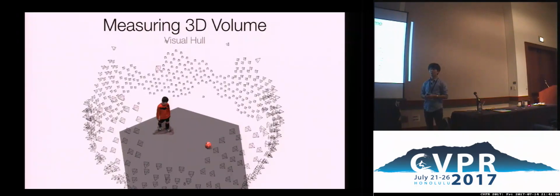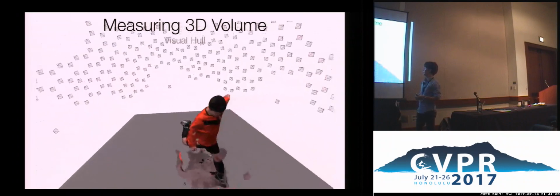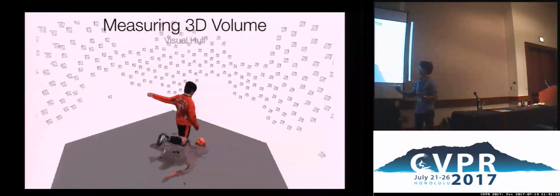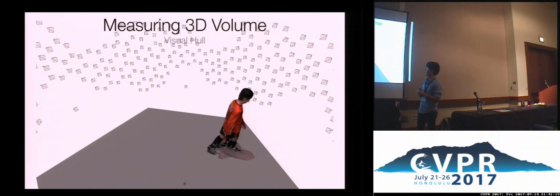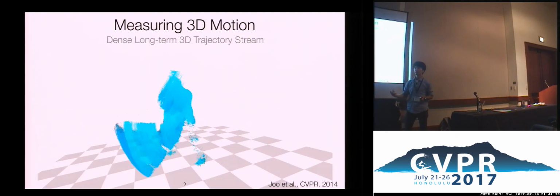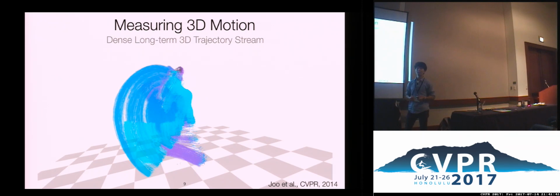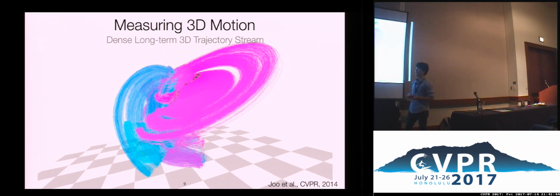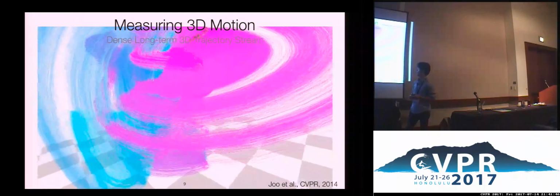So let me go through some example results we have. We can reconstruct their volume using very simple visual hulls. It's a very standard, simple algorithm, but it essentially provides us this type of result. I reconstruct each frame separately, so I don't know how each point is moving over time. What we really want is their movement, their motions, similar to a marker-based motion capture system. So in this particular project, our goal is to get very dense 3D trajectories.